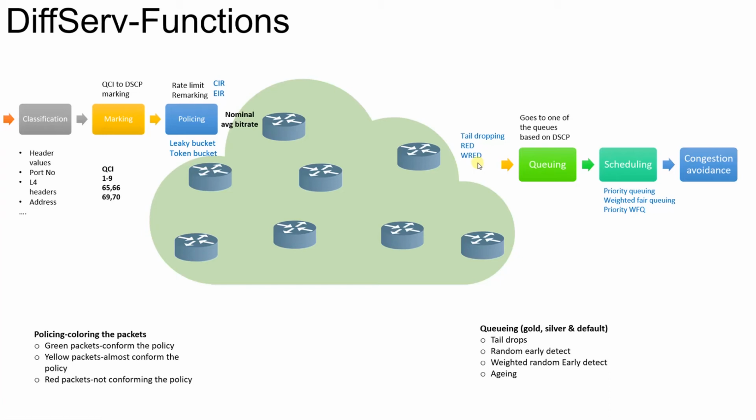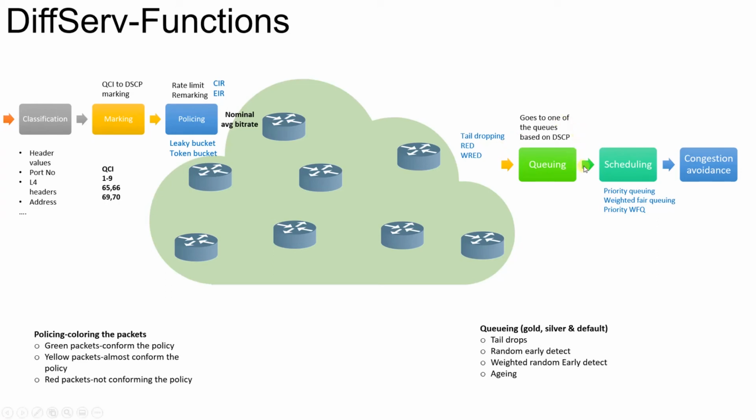I have prepared a video for RED and WRED in a separate section because it's a separate topic. I will give you the link in the description also. I have given the link for both the leaky bucket and token bucket algorithms, and the RED and WRED algorithms. So, using the RED and WRED algorithm, based on DSCP values, we dump the packets into the different queues, that is, 8 different queues.